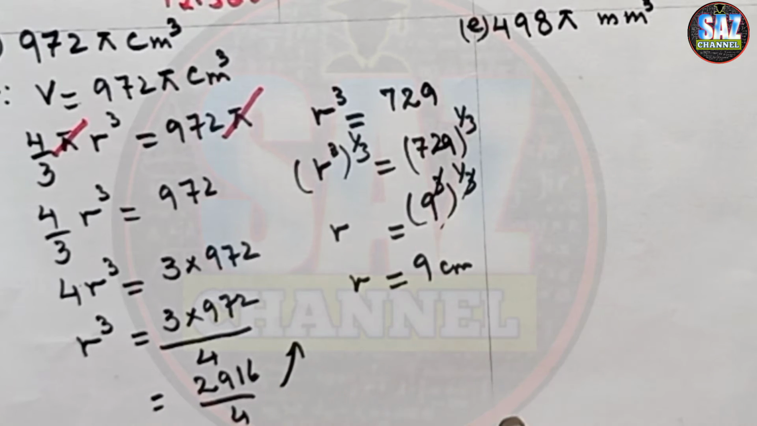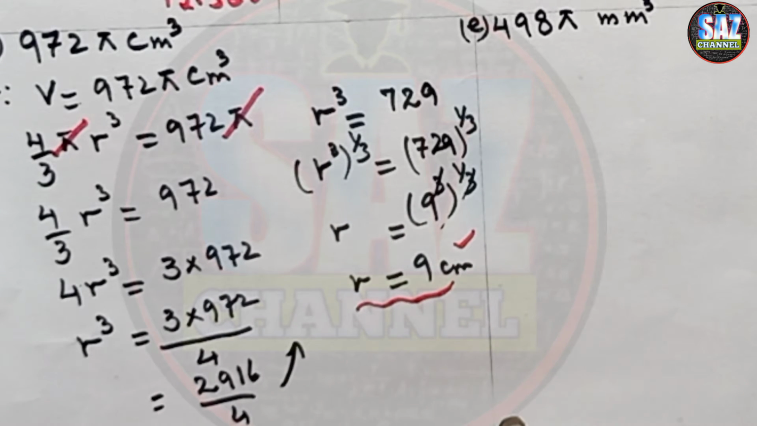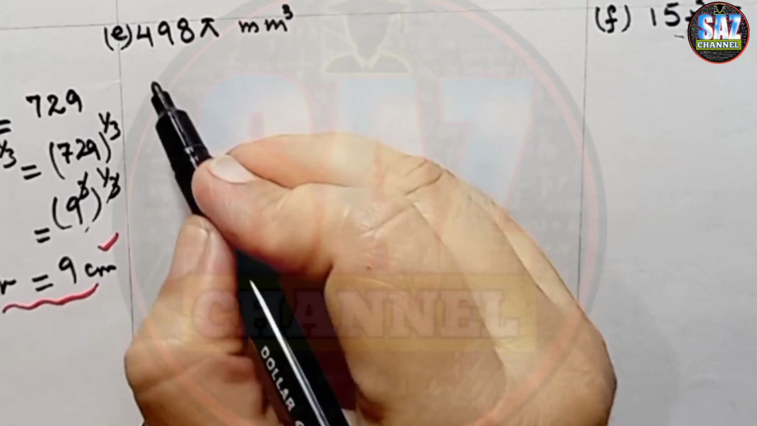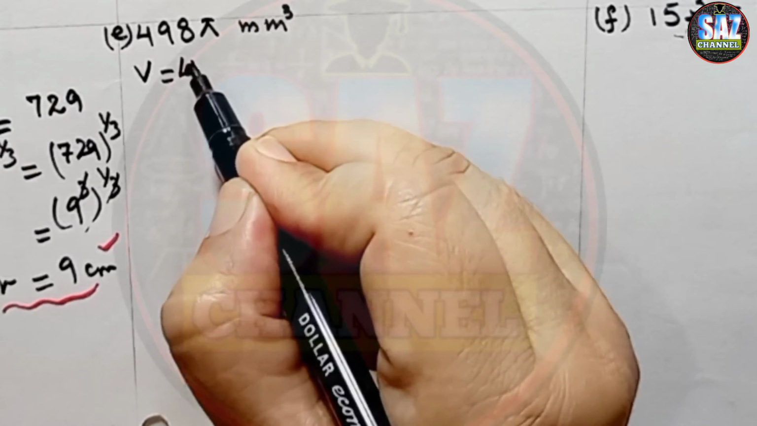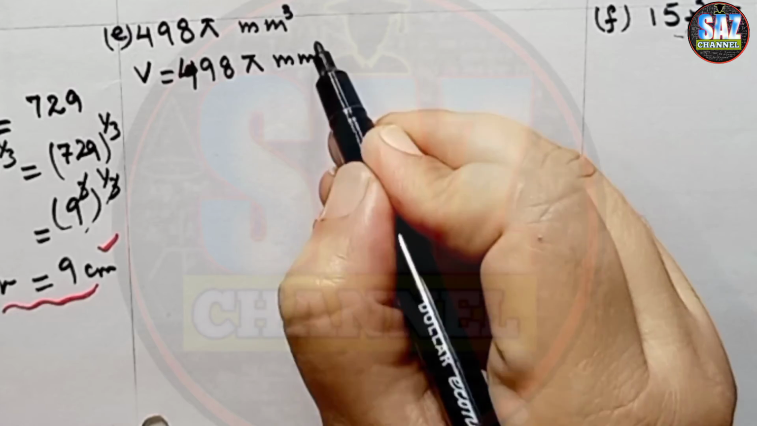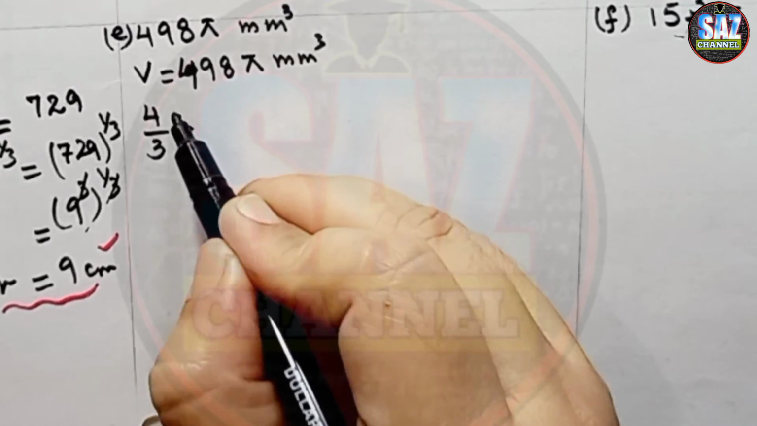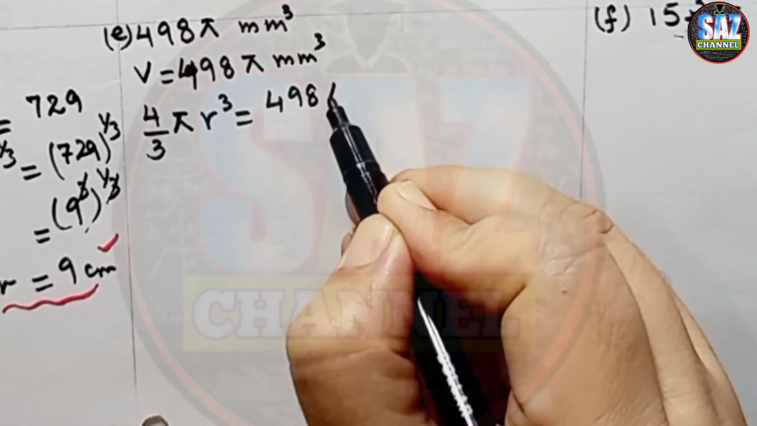I hope you are clear about this part, and let's quickly move to the next part. In the next part, the given volume is 498 pi millimeter cube. This volume will be equated by the formula 4 by 3 into pi r cube equals 498 pi.